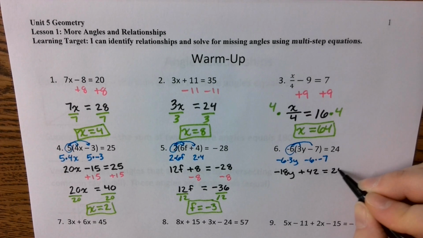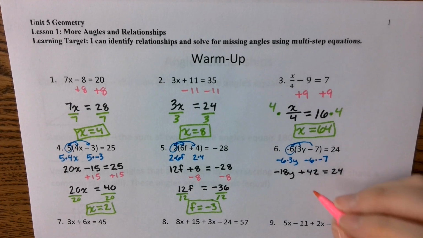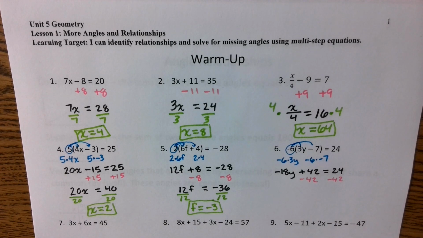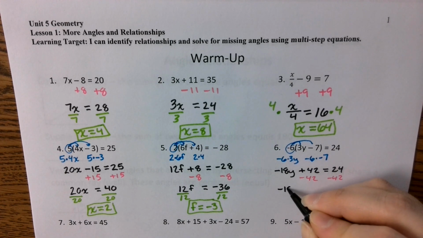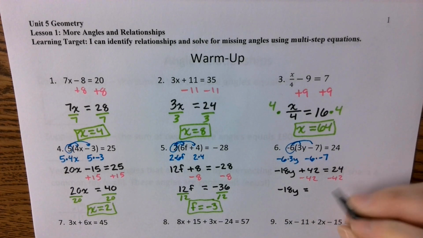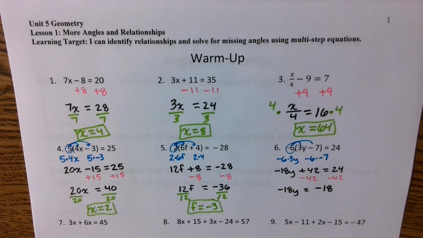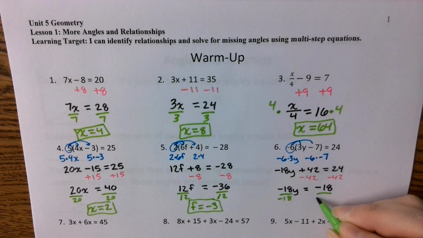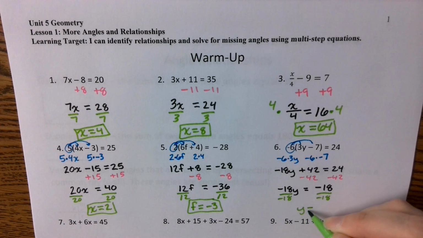and it equals 24. From there, we can then subtract the 42 from both sides. That's going to leave us with negative 18y is now equal to negative 18. And then we would divide both sides by negative 18 and get y is equal to a positive 1.